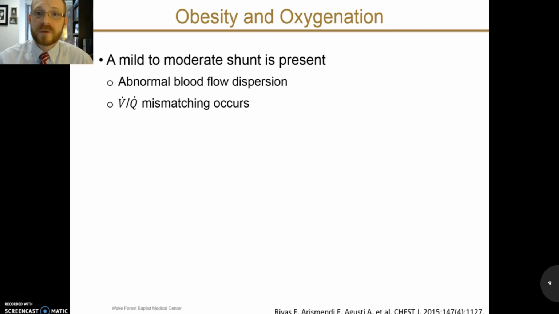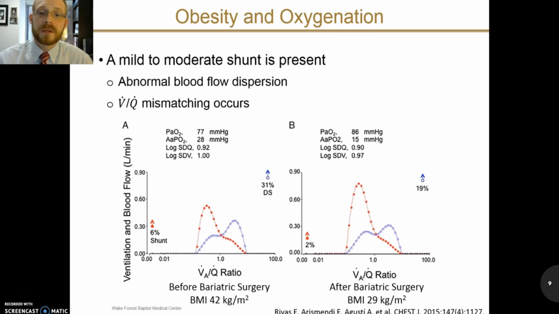There's abnormal blood flow to the lung tissue, and this VQ matching can be demonstrated by a multiple inert gas elimination technique. In this example of a single patient, the red circles represent pulmonary blood flow, and the open circles represent ventilation. You can see that before surgery, there's a 6% shunt present, and this significantly reduces after bariatric surgery has occurred and significant weight loss along with it.